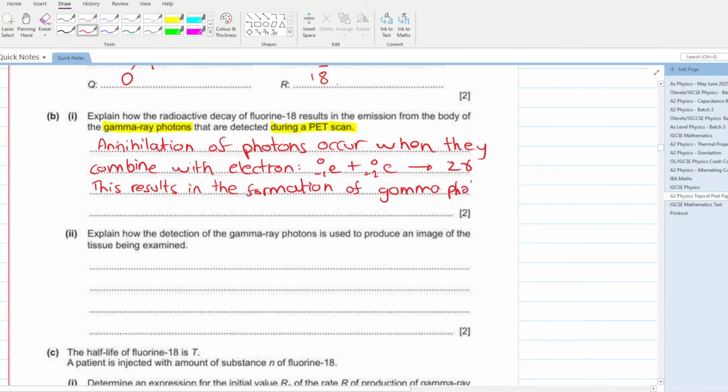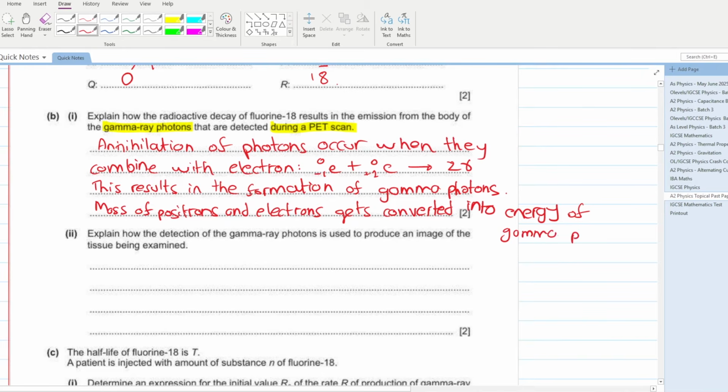And what makes it possible for gamma photons to be detected? Yes, how are gamma photons detectable? So the mass of positron and electrons gets converted into energy that is detectable. Okay, simple as that. Gets converted into energy of gamma photons that is detectable. Simple as that. Let's study the next thing.